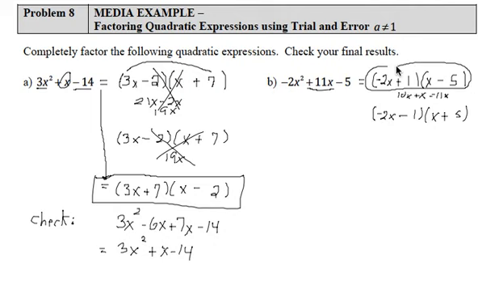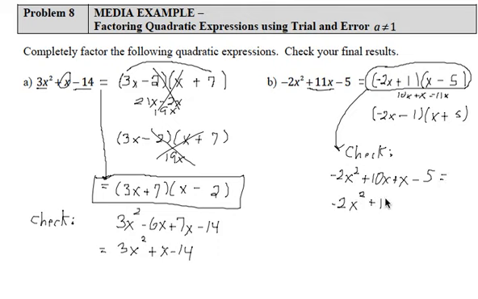I'm just going to bring it down here and do my check. So when I check, I need to multiply negative 2x times x is negative 2x squared. Negative 2x times negative 5 is plus 10x. 1 times x is plus x. 1 times negative 5 is negative 5. And I'm going to combine my terms in the middle to get negative 2x squared plus 11x minus 5. That checks. Therefore, this is my final completely factored result.